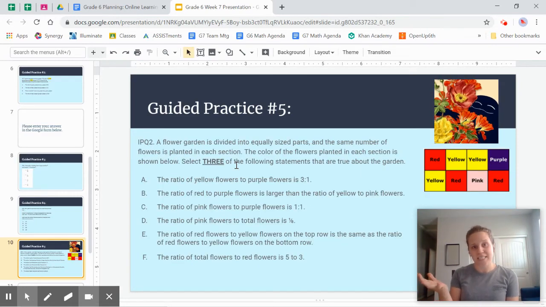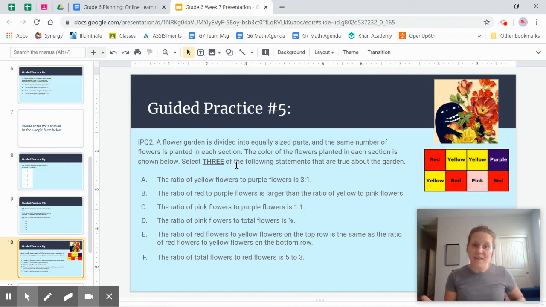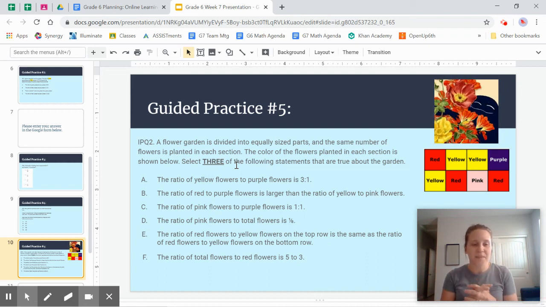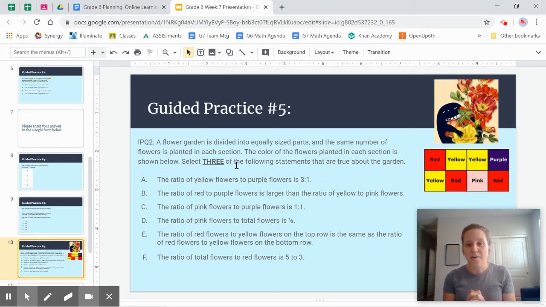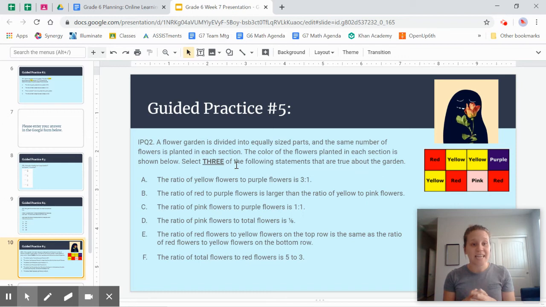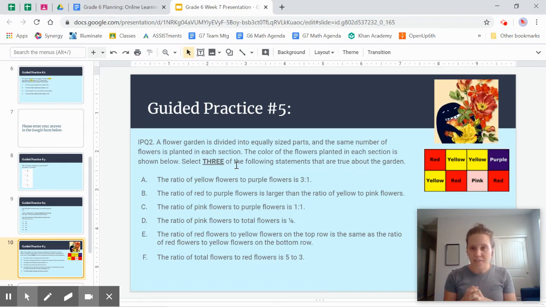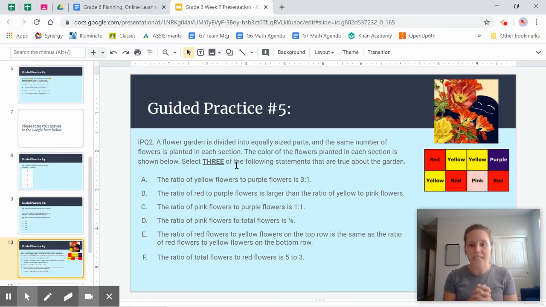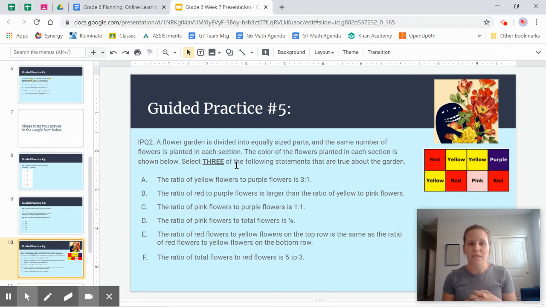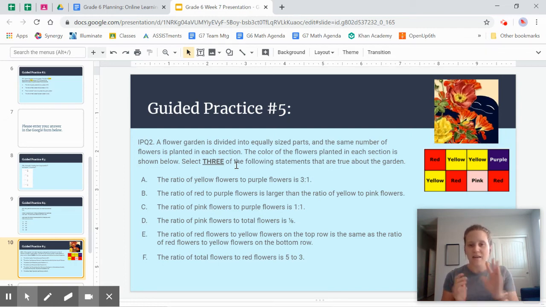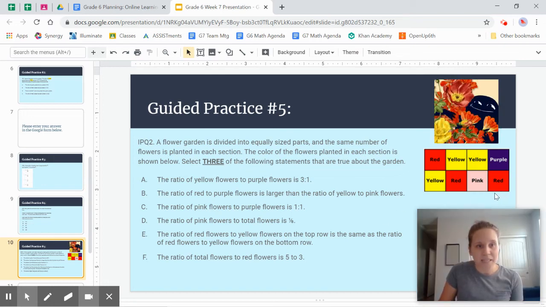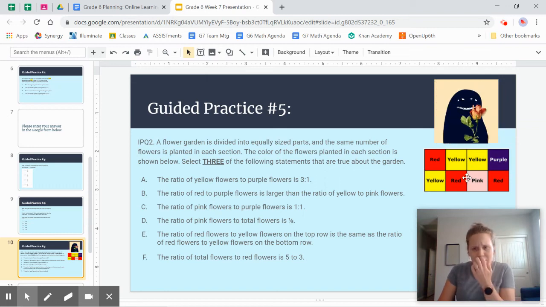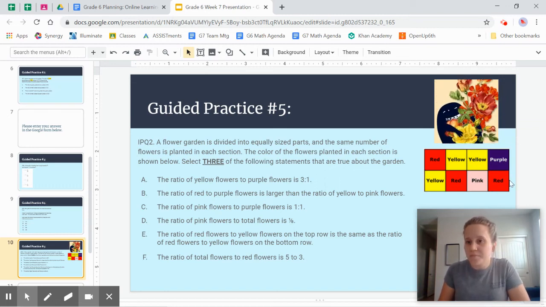I love this question because it ties in what we know about area and geometry with what we know about ratios. Love that. This is guided practice question number 5. A flower garden is divided into equally sized parts, and the same number of flowers is planted in each section. The color of the flowers planted in each section is shown below. Select 3 of the following statements that are true about the garden. So here's the garden. It's split into this many sections. How many sections is it split into? 8, right? I see 8 different boxes here.